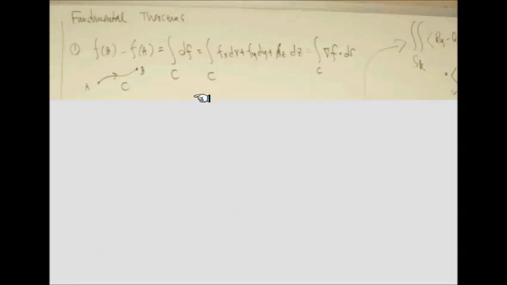Okay, it's stated there. What you're looking at on the left hand side is the scalar function and the difference of the values of the scalar function at b and a, that's the context. One way to look at the theorem is that the left hand side involves only the values at a and b, and C is any curve that connects these two points.